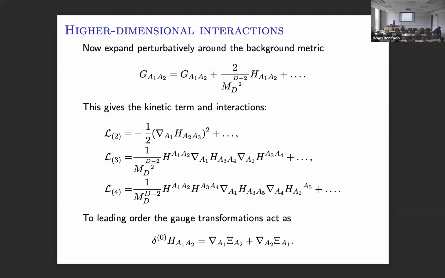You plug this into your high dimensional Einstein-Hilbert action and expand, and at quadratic order you get the usual kinetic term for a massless graviton. And then you have the cubic interactions, which are suppressed by the high dimensional Planck mass, and the quartic interactions and so on. Also, you have the high dimensional diffeomorphism invariance, which acts at leading order as these linearized diffeomorphisms on the high dimensional graviton.